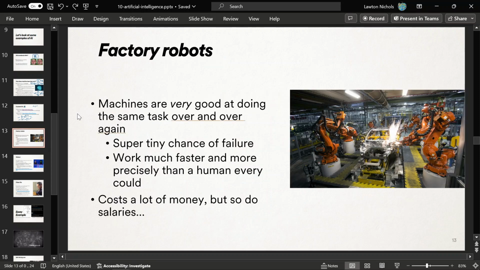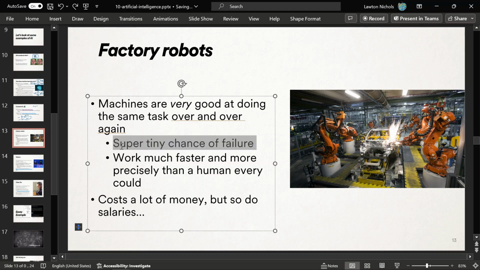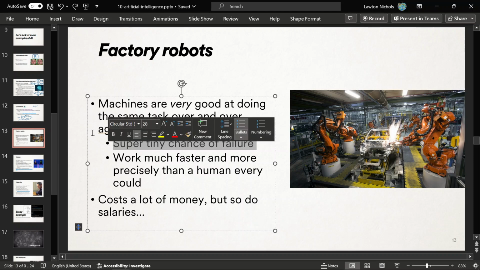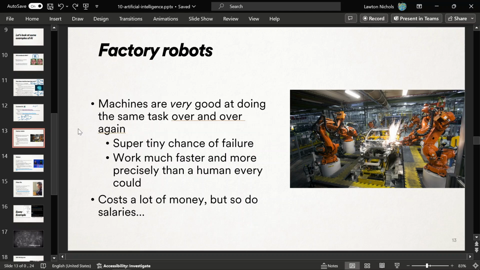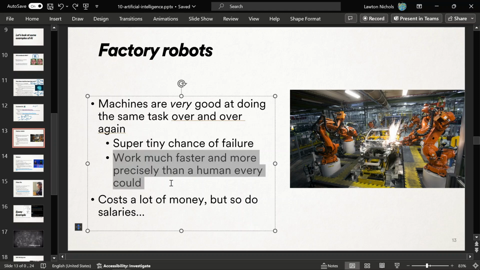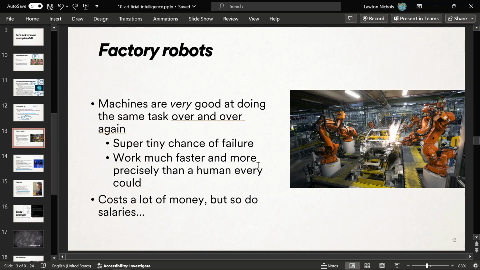Let's talk about places where artificial intelligence has really gone off. Factory robots, huge deal. You've got little robots that can do very precision things and build cars, for example. Machines are very good at doing the same thing over and over again, right? They're never going to get tired. They're not going to fail very easily if they're strong. They work faster and more precisely than a human ever could.